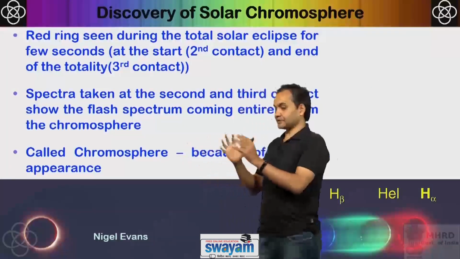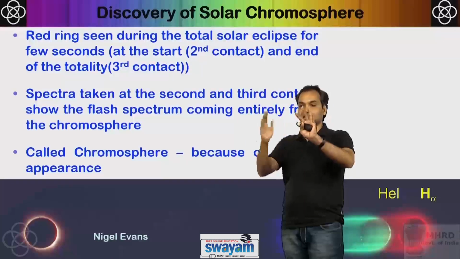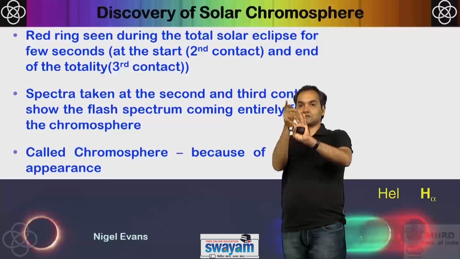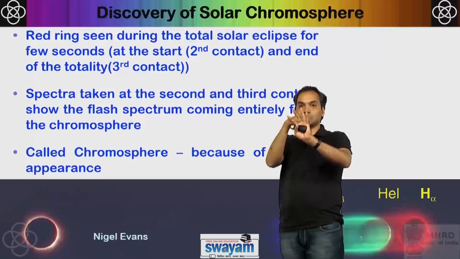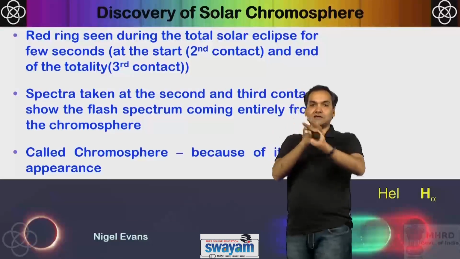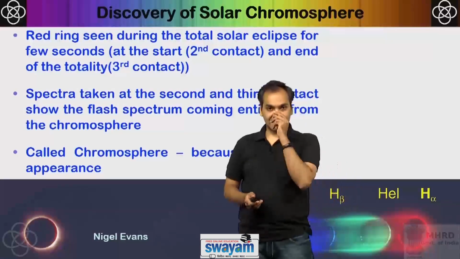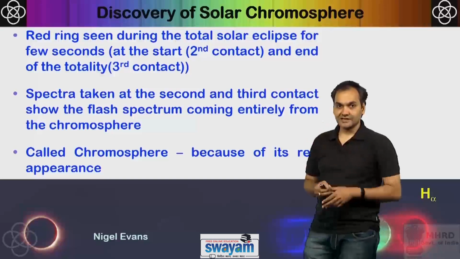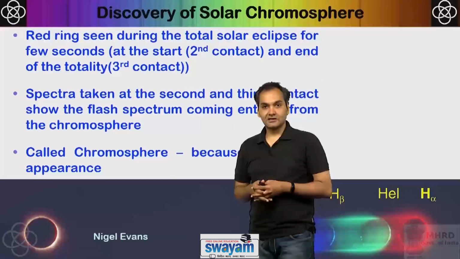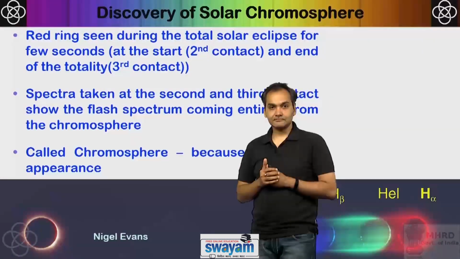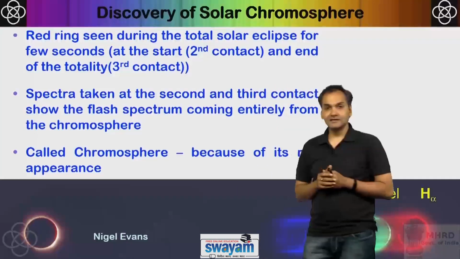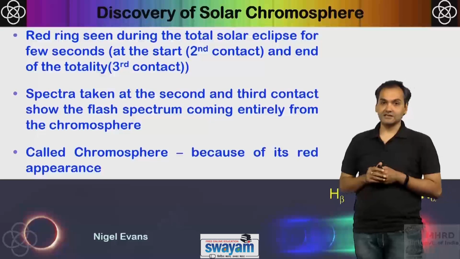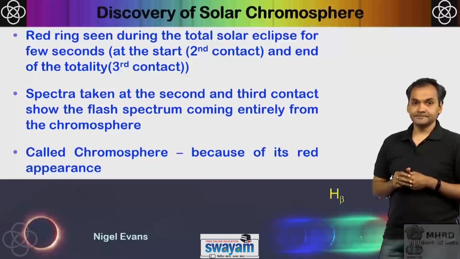So, here you have the sun, the moon is coming, that is the first contact, and then you have the second contact. Then you will see the full glorious ring around, and then at the end of totality, at the third contact, you also see this red ring appearance around the disk. Since it appears red, and in Greek chrome means red, it is called the chromosphere of the sun.